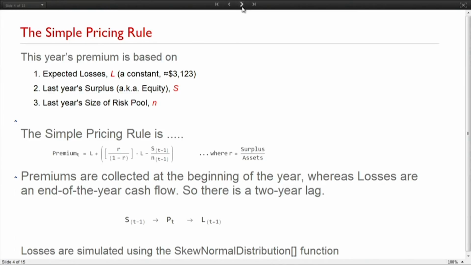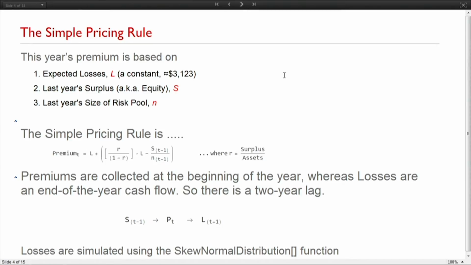The expected losses is a constant. I say approximately 3,123 because that constant actually changes from simulation to simulation. But when I run a simulation, expected losses is determined in the beginning and then it's constant throughout. Last year's surplus is just last year's equity. And then size of risk pool is the number of customers. You can see the pricing rule. Don't need to go through that a whole lot, but you can see it's simple. And the R there, that's the target capital structure, surplus over assets. How many of your assets are you holding as equity? What proportion?